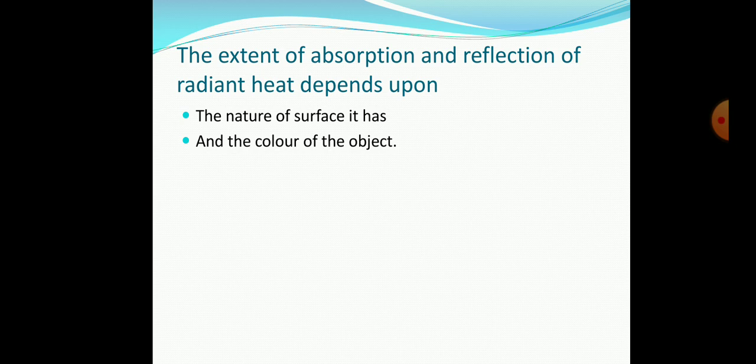season. So in May and June you can wear white cloth, and in the winter season you can wear black or dark clothes. They can absorb the heat and retain the heat for a longer time. So remember this, dark cloth can absorb heat at a faster rate and retain the heat for a long time.